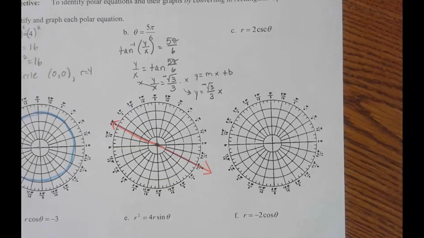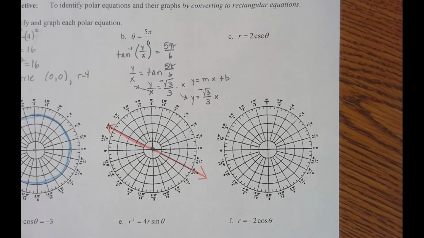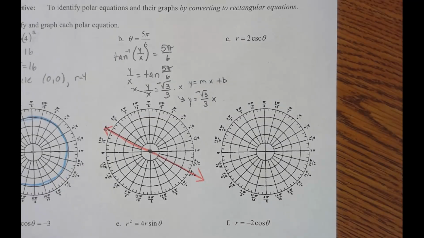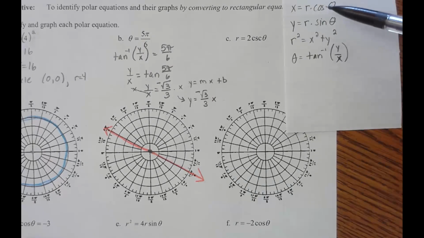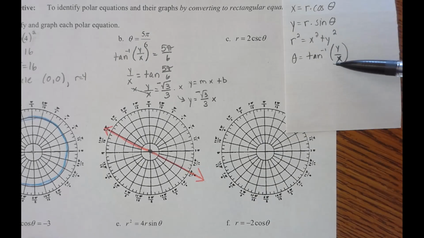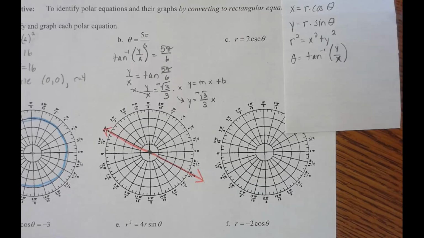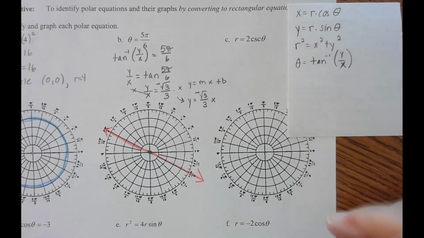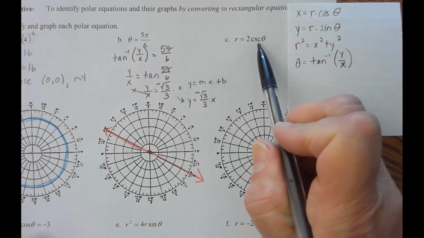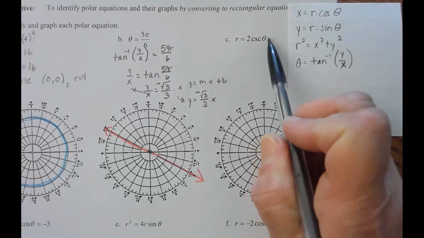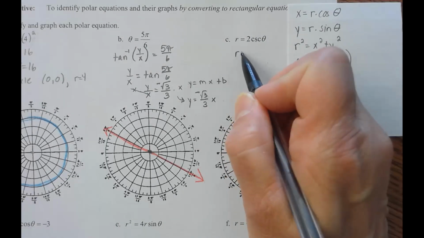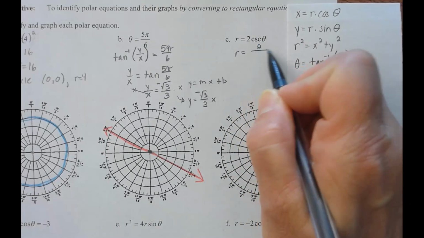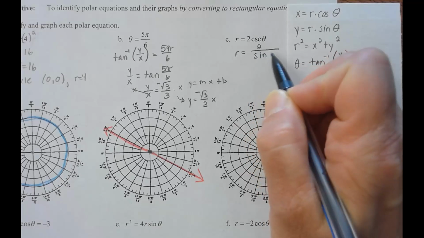Next one, r equals 2 times cosecant of theta. Well, first of all, I don't have cosecant anywhere in here in my list of tools. So what I'm going to do is use the fact that cosecant is the reciprocal of sine and rewrite this as r equals 2 over sine theta.